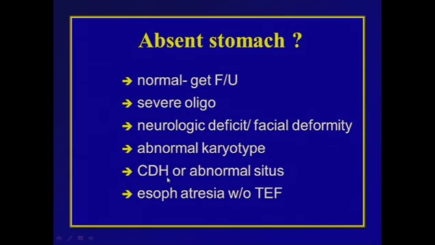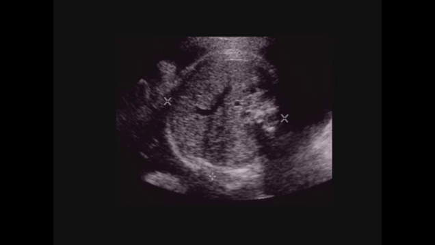Maybe the stomach is there and normal, but it's in the wrong spot because of a congenital diaphragmatic hernia or abnormal situs. And lastly, probably what most people think of immediately when the stomach's missing is, could this be esophageal atresia without a tracheoesophageal fistula?